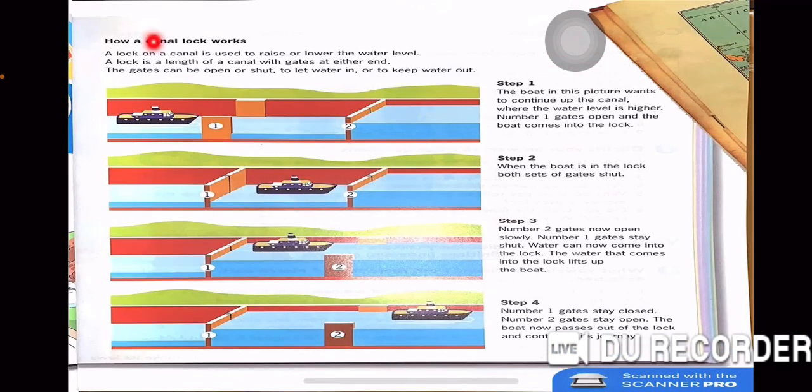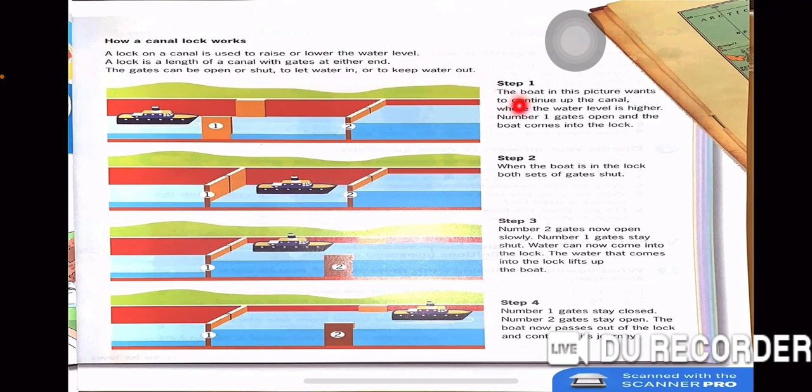Here, how a canal lock works. A lock on a canal is used to raise or lower the water level. A lock is a length of a canal with gates at either end. The gates can be open or shut to let water in or to keep water out.